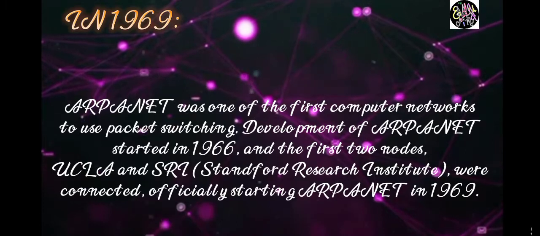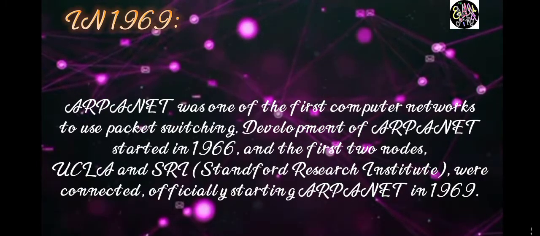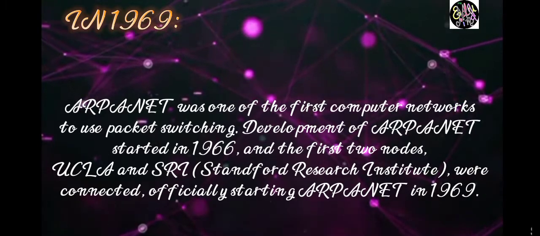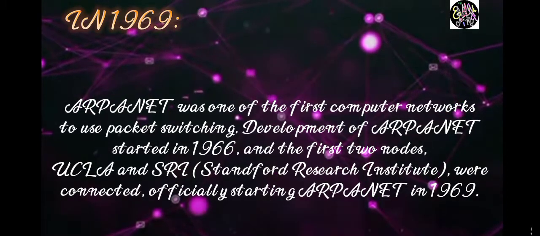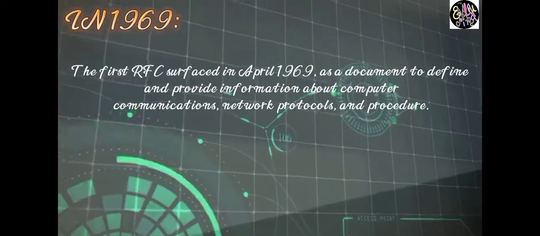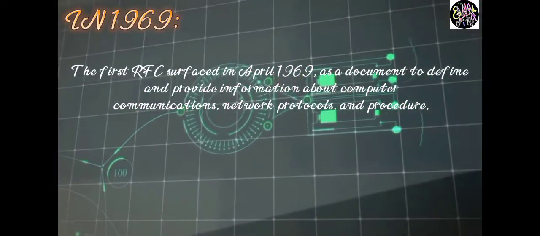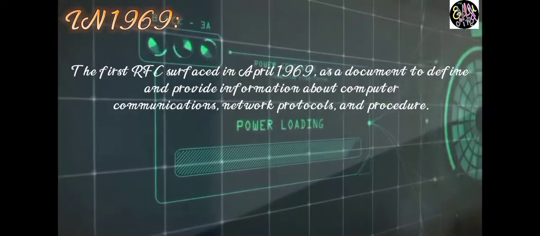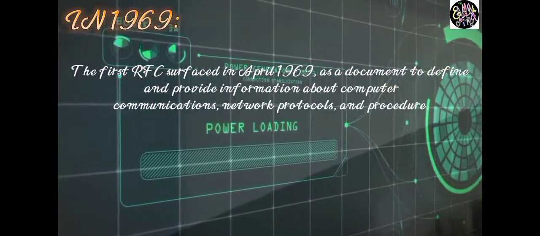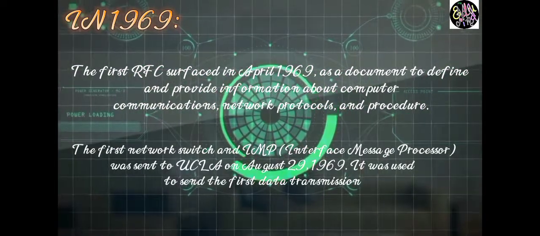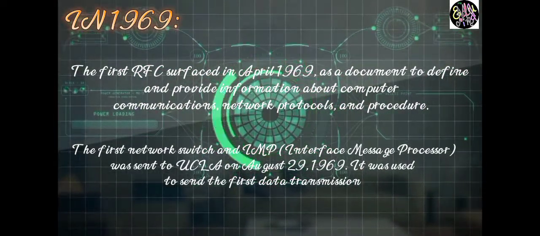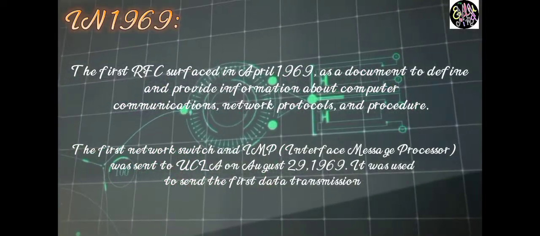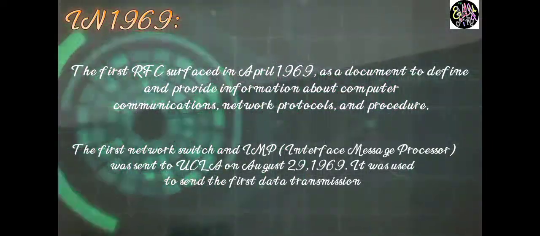Development of ARPANET started in 1966, and the first nodes, UCLA and SRI (Stanford Research Institute), were connected, officially starting ARPANET in 1969. The first RFC surfaced in April 1969 as a document to define and provide information about computer communications, network protocols, and procedures. The first network switch and IMP (interface message processor) was sent to UCLA on August 29, 1969. It was used to send the first data transmission.